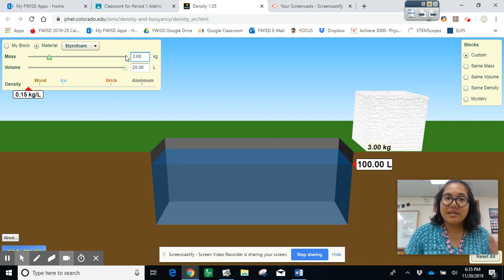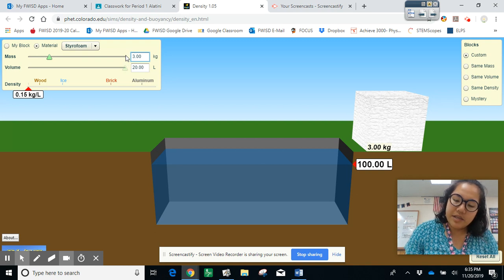Now again, my density is going to be mass divided by volume, which is equal to 3 kilograms divided by 3 liters. And what does that give me? 1 kilogram per liter again.